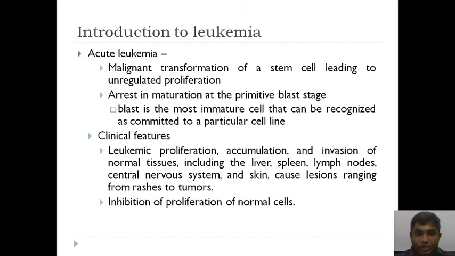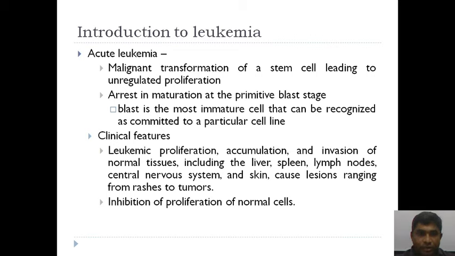It is a malignant transformation of a stem cell leading on to an unregulated proliferation, and it's not just the proliferation but arrest, meaning that there is a stop in maturation at the earlier stage, so that the cell cannot differentiate into a mature cell. So blast is the most immature cell that is known to be committed to a particular cell lineage. So in the case of acute leukemia, the cell of origin is a blast which is committed to a particular lineage, either lymphoid or myeloid, leading on to an acute lymphoblastic leukemia or an acute myeloid leukemia.